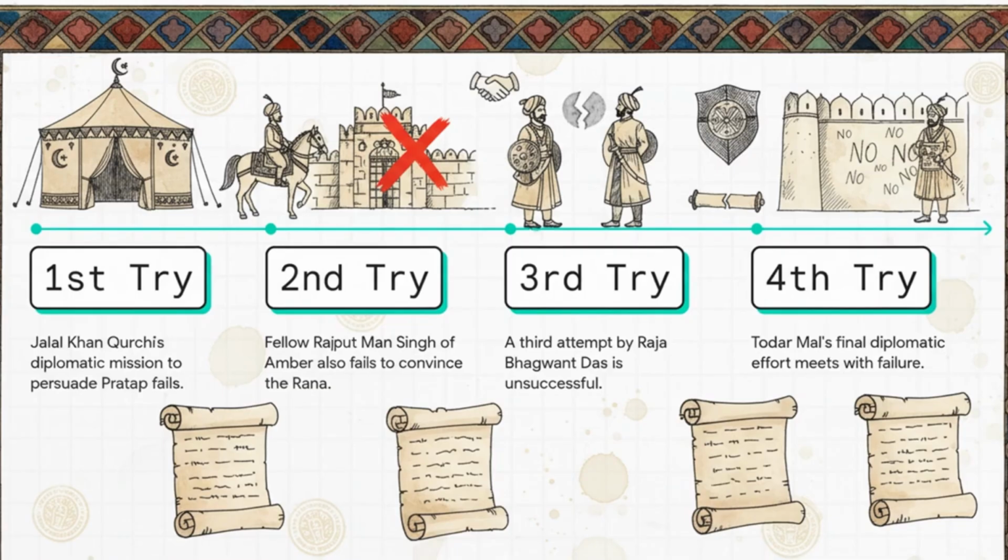He even sent fellow Rajputs like Man Singh, probably thinking, hey, maybe a kinsman can get through to him. But every single time, the answer was a hard no. Pratap was just not going to compromise his kingdom's independence.